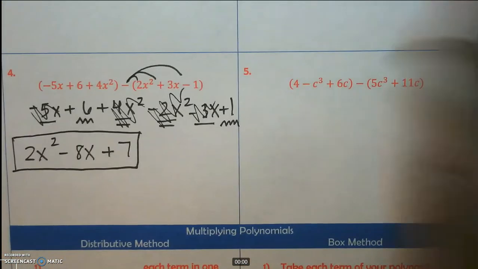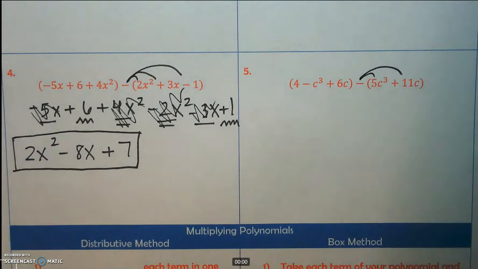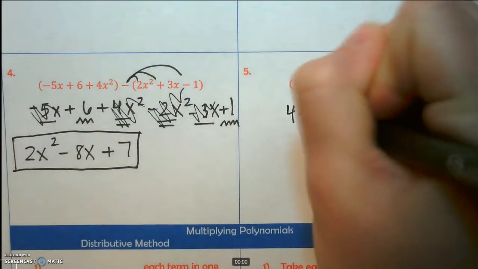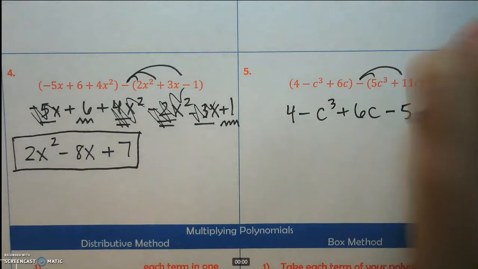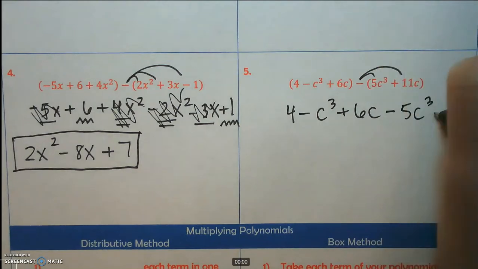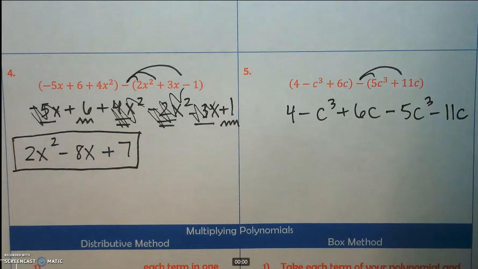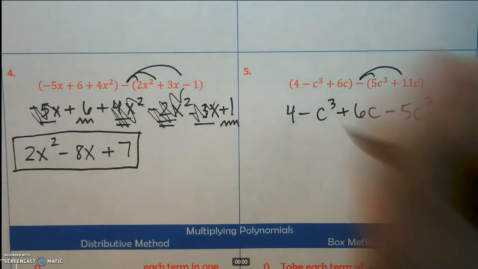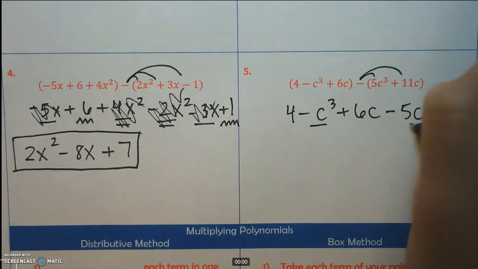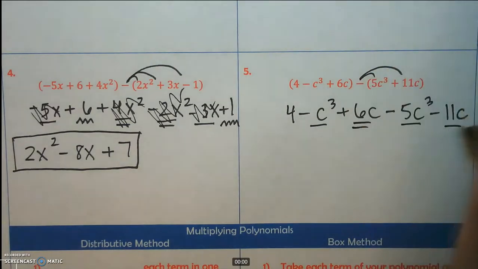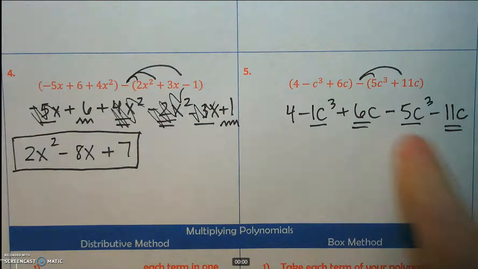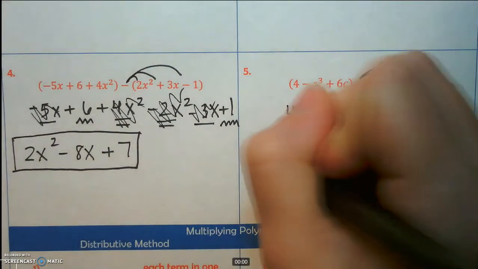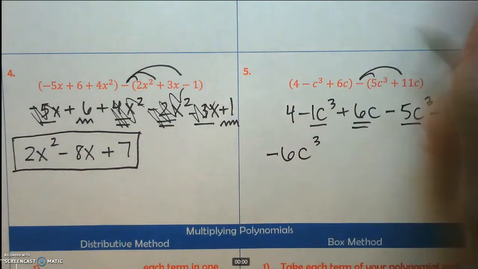All right, last example with subtraction. We will distribute that minus sign to both of those terms. That will give us negative 5c to the third minus 11c. We can code those like terms. And starting with the highest power, I have negative 1 minus 5. That'd be negative 6c cubed.